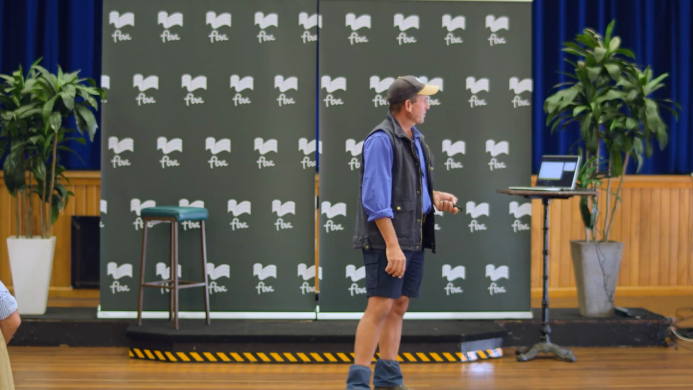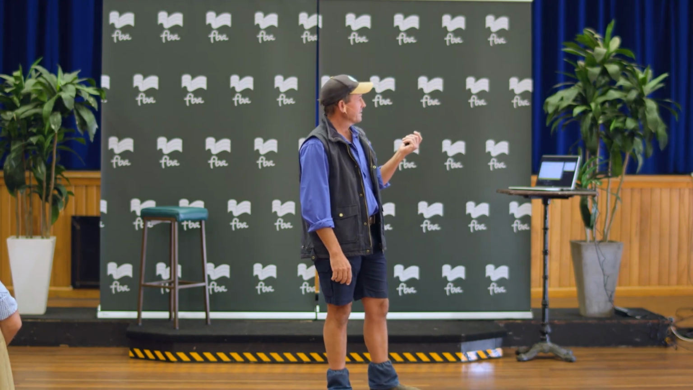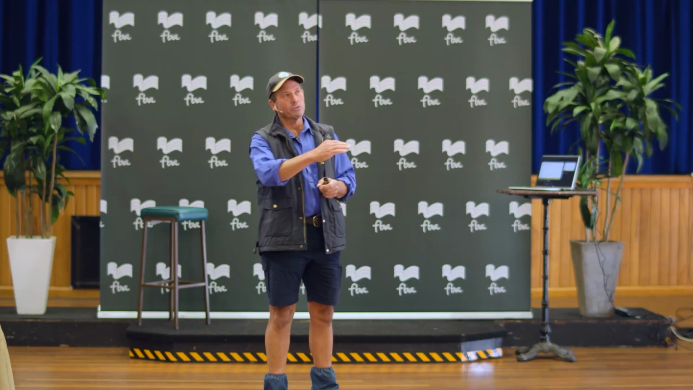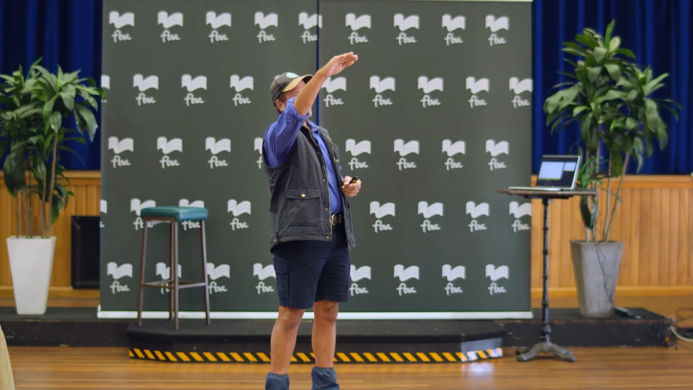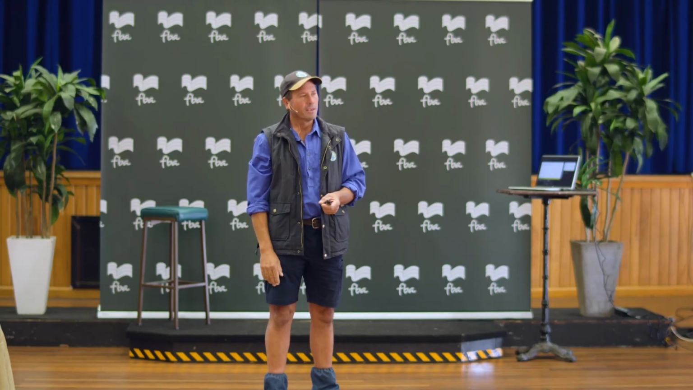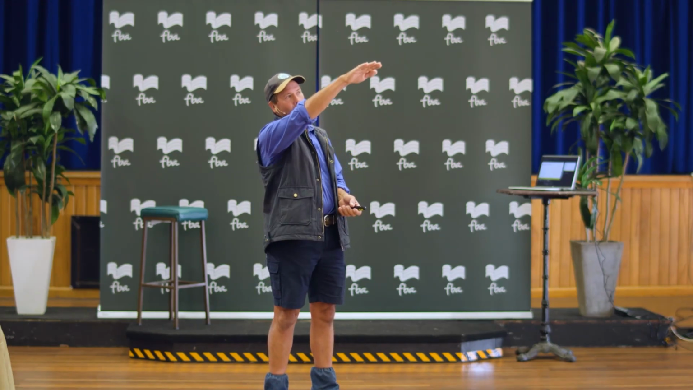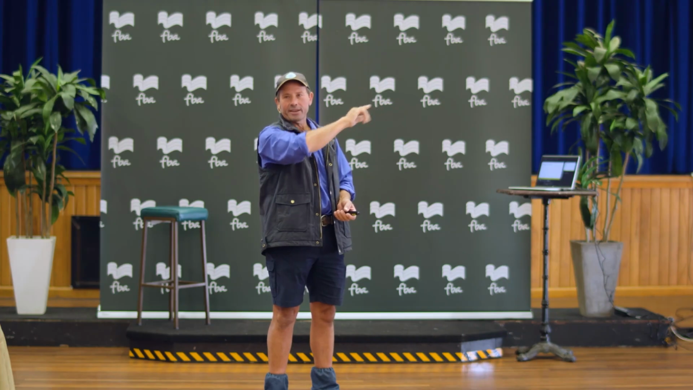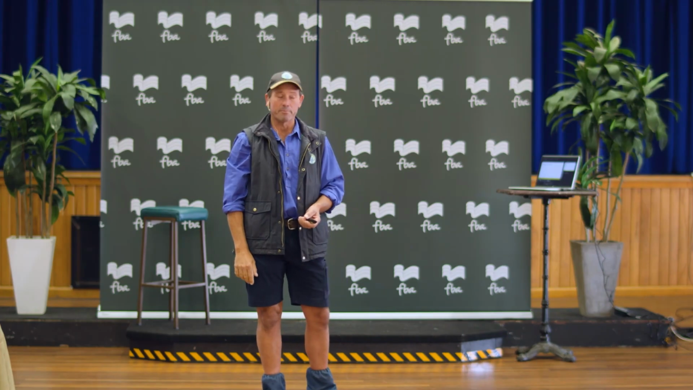So filtration. So where do we filter? Our wetlands, our steps in the landscape. For anybody who hasn't been around this stuff before, you probably don't know what I'm talking about when I talk about a step. But when you go out into your landscape, let's say you look at a ridge, and you know your ridge generally slopes down at whatever angle. When you look carefully, you'll look at your ridge where it slopes steeper, then it slightly flattens, then it goes steeper again, and it slightly flattens. Where it slightly flattens, they're the things that we call steps.